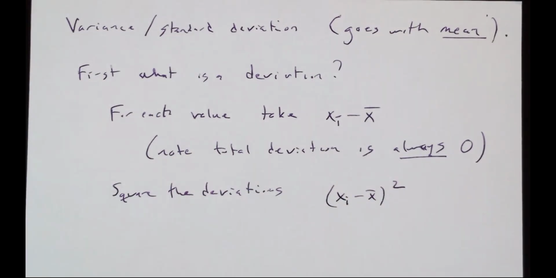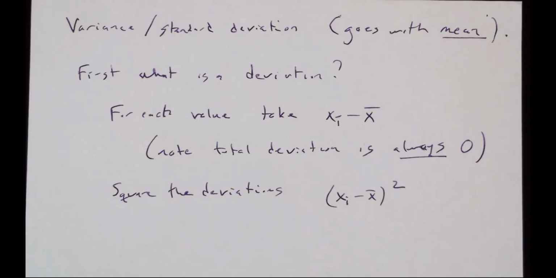Okay, what happens when you square a small number? It gets smaller. 0.1 squared is 0.01. Pick a number bigger than 1, square it, it gets bigger. So this means that the numbers that have big deviation are now going to be more important than the numbers that have small deviation. I'm weighing my deviations the same way I weighed my numbers in my averages.